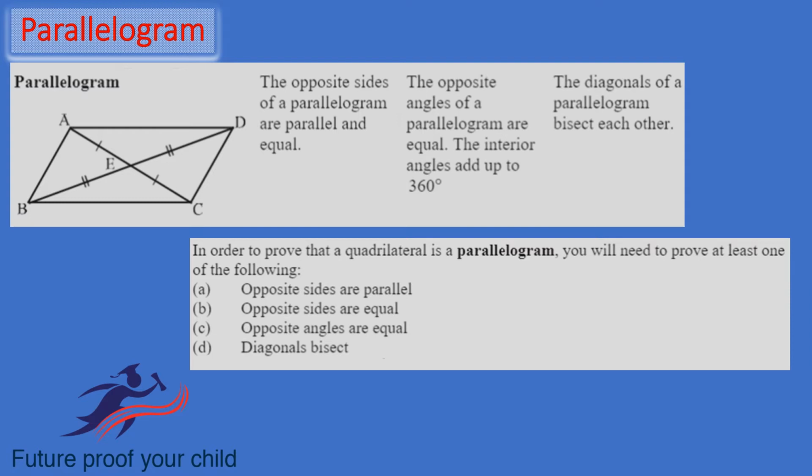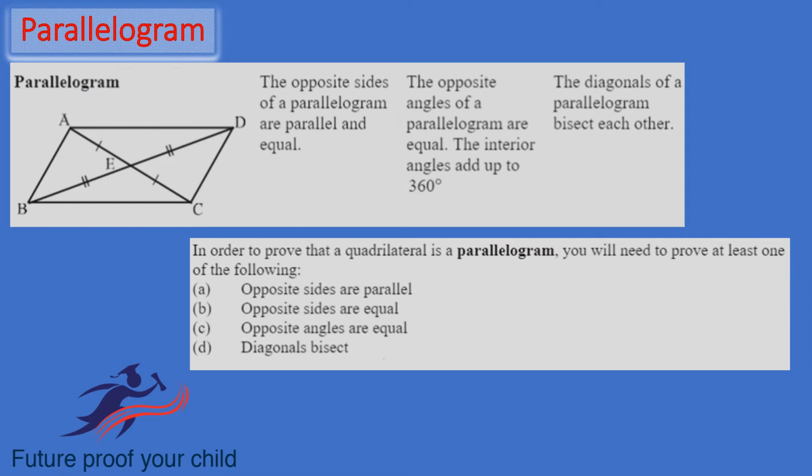The opposite sides of a parallelogram are parallel and equal. The opposite angles of a parallelogram are equal. The interior angles add up to 360 degrees. And the diagonals of a parallelogram bisect each other.